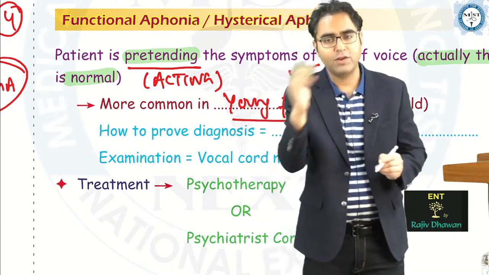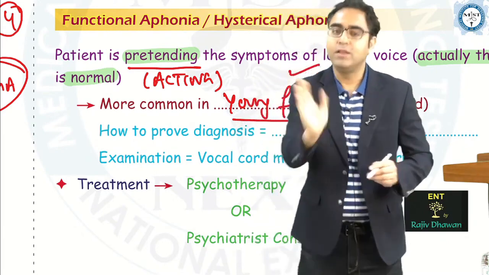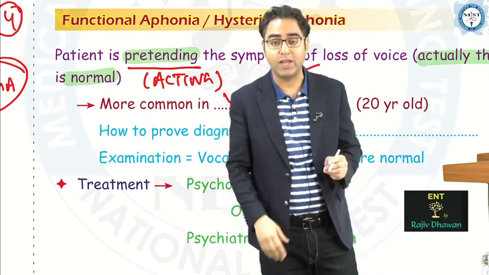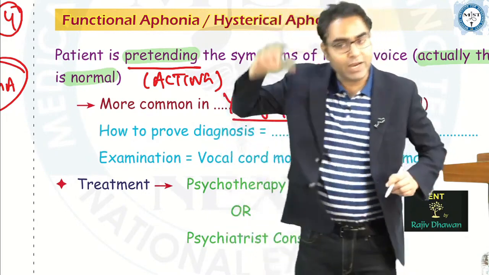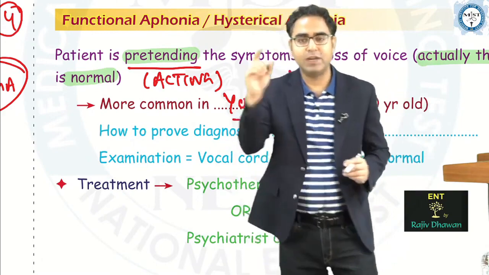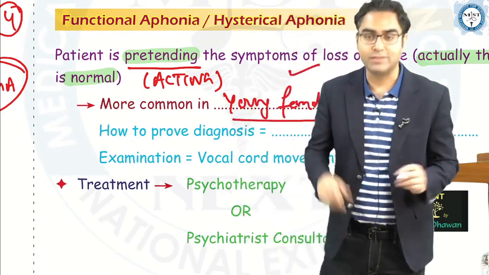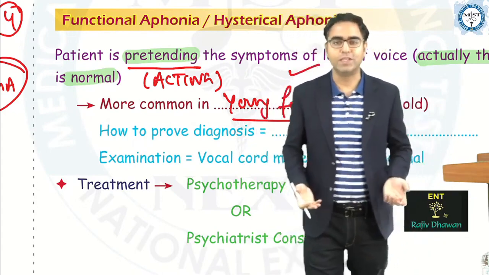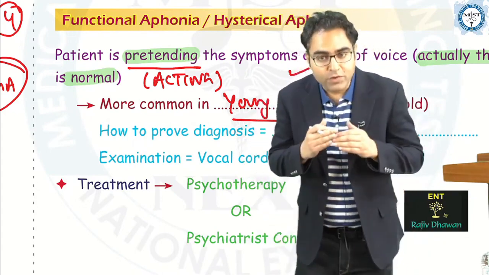Don't do like this. As soon as you hear that, don't conclude. Nothing like that. The patient is absolutely fine. It doesn't mean that every 20-year-old female with sudden loss of voice has functional aphonia, beta. It doesn't mean that. There may be some other genuine cause over there. So first prove the diagnosis.